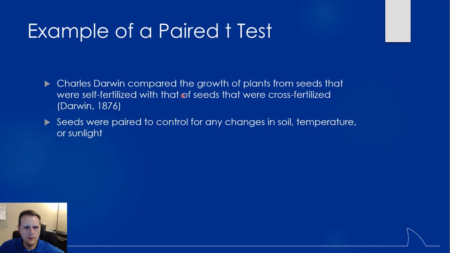Here's one from a very recent article back in 1876. Darwin was actually looking at the growth of seeds that were either self-fertilized or cross-fertilized. Basically, what they did was they compared seeds in each of the groups together, and they planted them as a pair to make sure that any changes in soil temperature or sunlight were the same between them. But because they shared the same environment, they considered that they would need to do a paired test there.